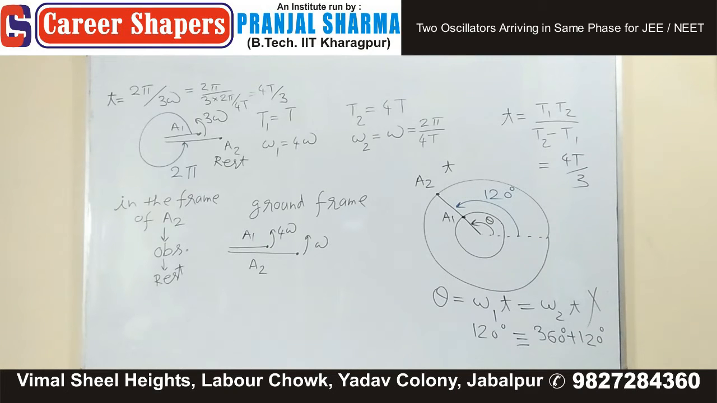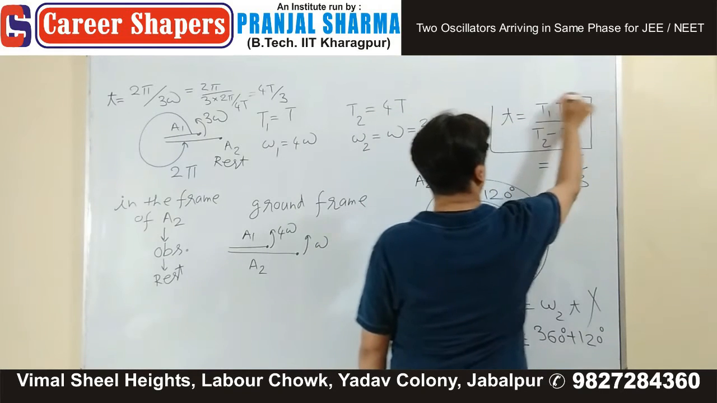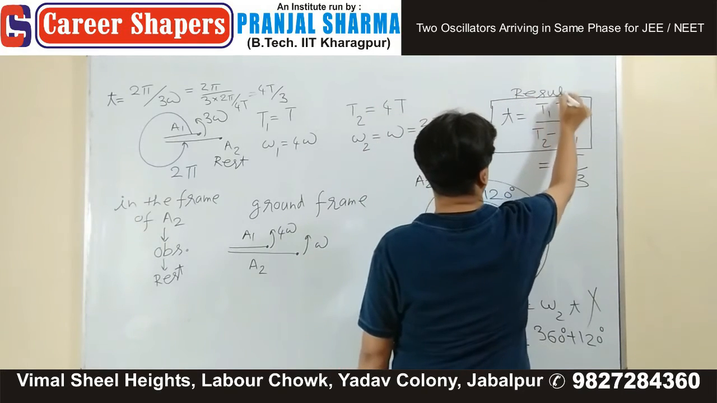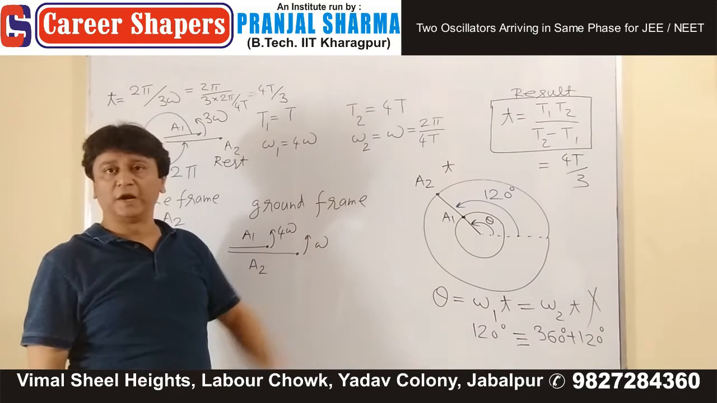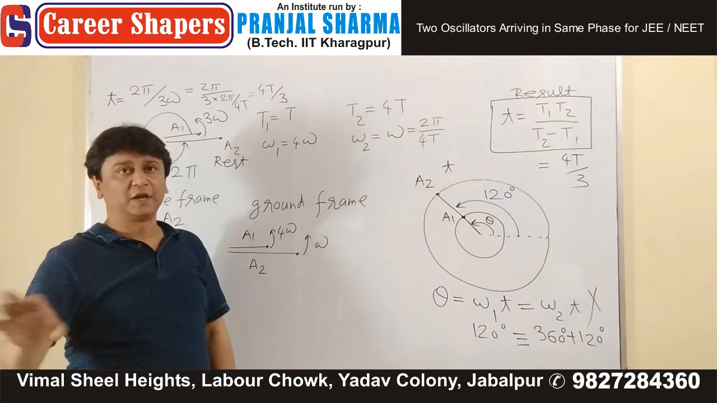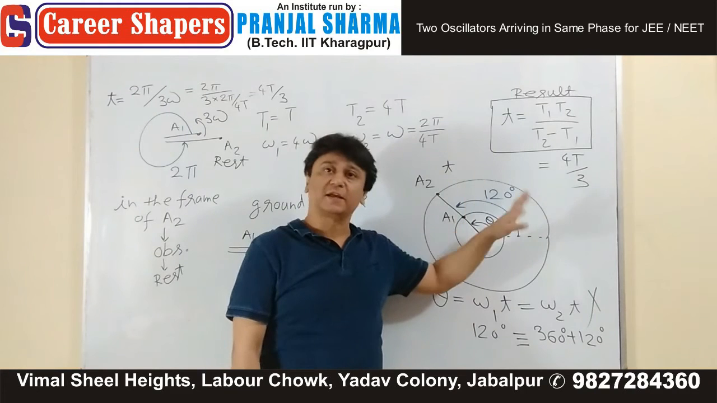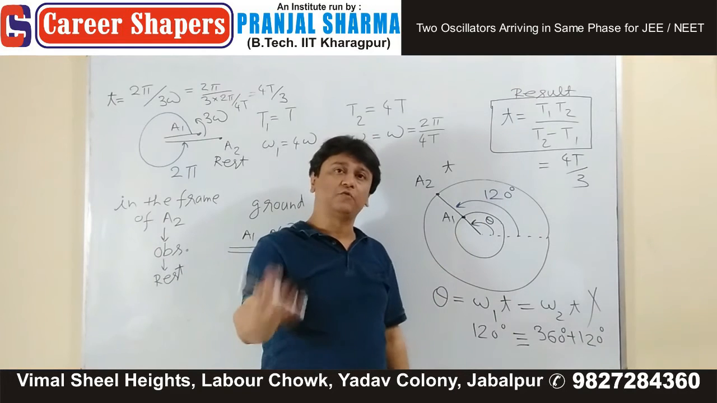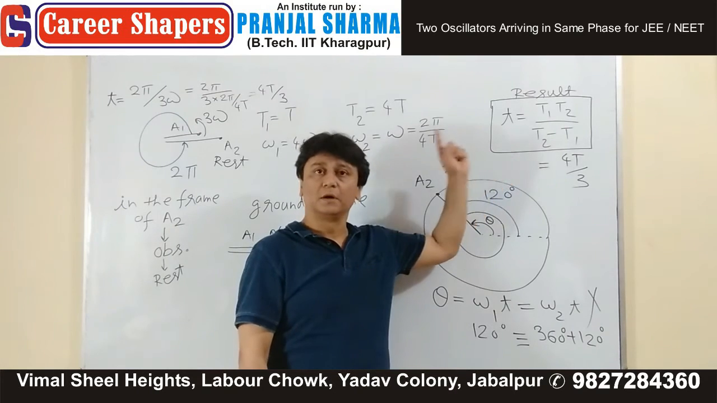Good. And now for any competitive examination, just put the whole thing inside a boundary. It's a result for you. If they ask you a question like this, when two oscillators will be in the same phase, what is the answer? T1 T2 upon T2 minus T1. It will just take 5 seconds from now on. If they repeat a question like this, there is no need for method 1 or method 2. Use the result directly.